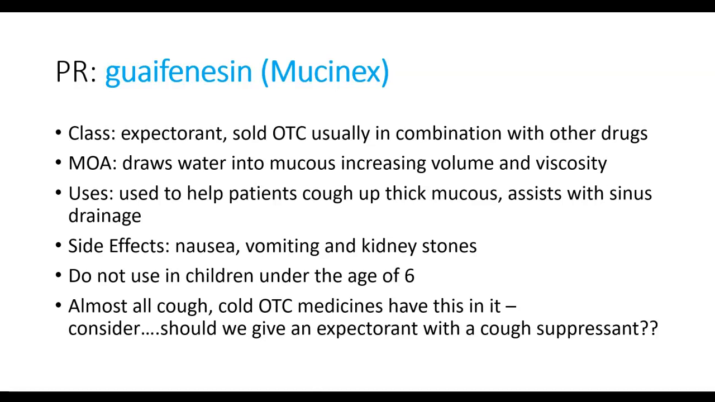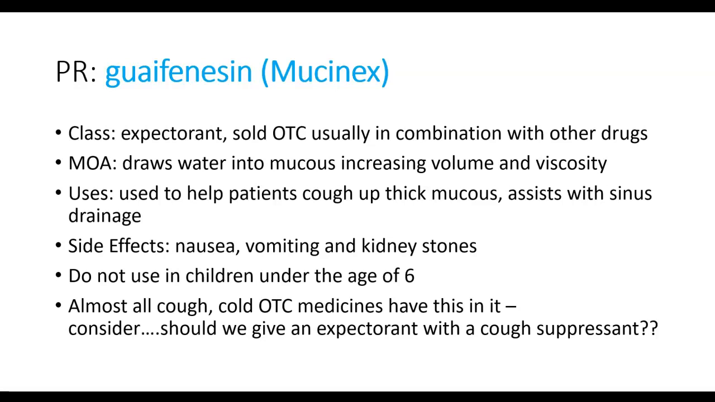Guaifenesin, better known as Mucinex, works by drawing water into the mucus, which increases volume and viscosity. And so it helps a lot with getting that mucus out. It's used to help patients cough up thick mucus. It can also assist with sinus drainage because it's not particular to which mucus it thins. So it can be helpful there. Side effects are nausea, vomiting, and it can actually cause kidney stones, which is kind of interesting.